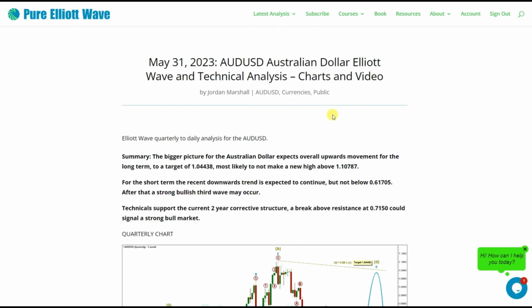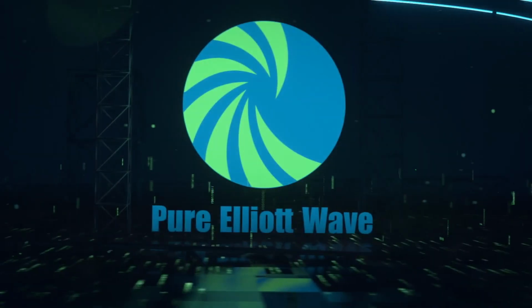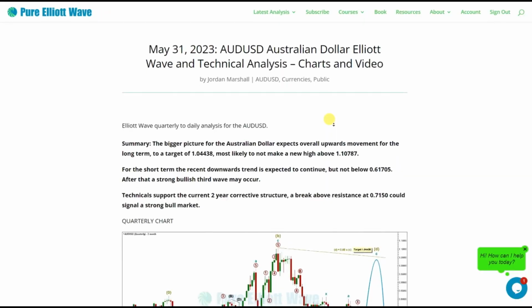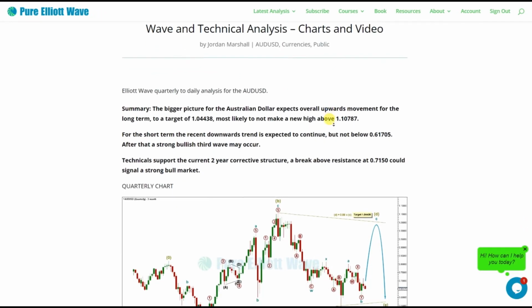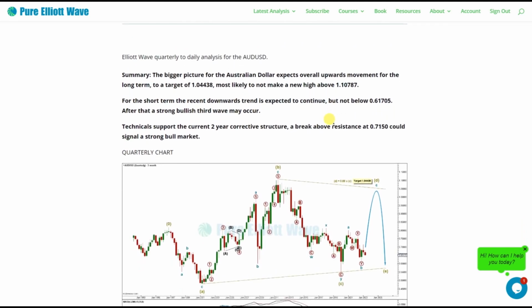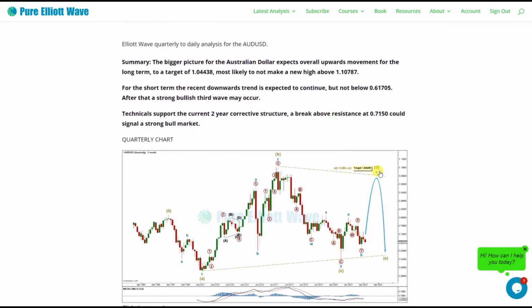All right, let's jump into the Australian dollar. Overall, we're expecting a ginormous bull market for the long term that will complete super cycle D in this triangle. And we don't expect price to go above 1.10787, which is above this super cycle B wave here. Our target for that longer term bull market is 1.04438.